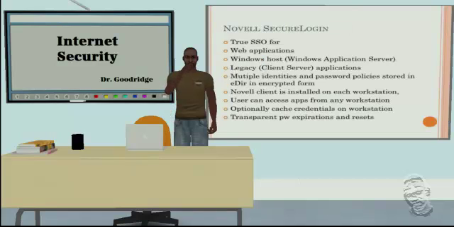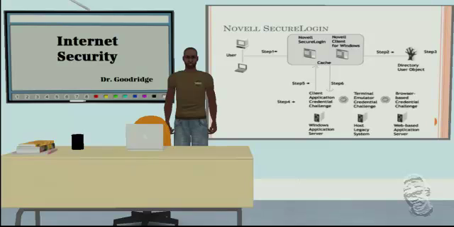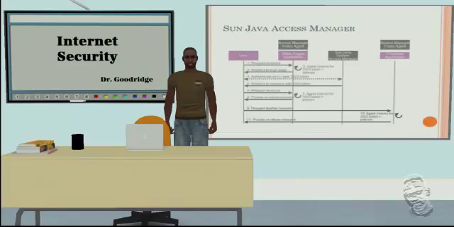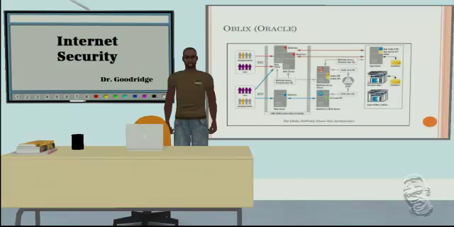Here are some examples of the technologies that are available for single sign-on. In terms of Novell Secure Login, this is one of them, a true single sign-on technology. Here's a depiction of the graphic in terms of Novell Secure Login. All these slides will be available to the class and will be emailed to you all so you could examine these technologies in more detail. Here again is Sun's Java Access Manager and the Oracle Oblix.